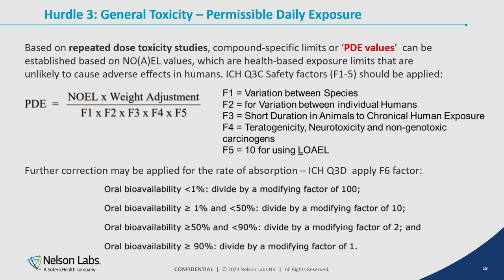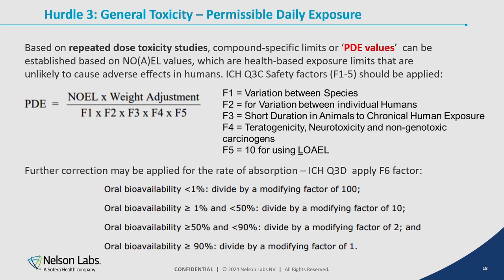A level safe for a rat is not a level safe for a human. So F1 is compensating for the extrapolation from different species. If you go from a mouse to a human, I think it's dividing by 12. If you go from a dog to a human, I think it's 5. So to compensate that. Factor 2 is variation between individuals. I may respond differently to a chemical than one of you guys. So that's a standard value of 10.